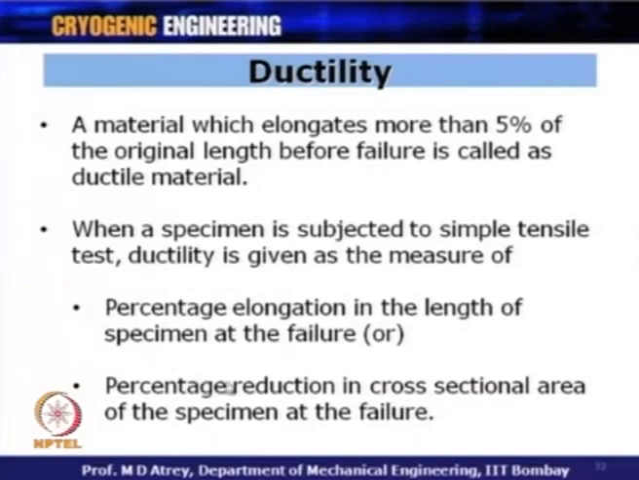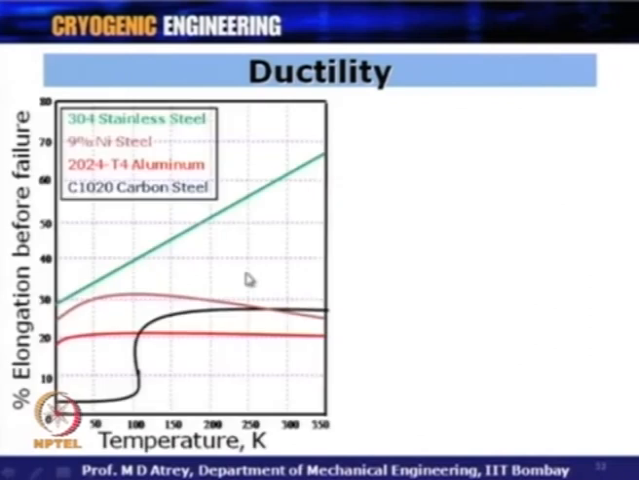So, basically percentage elongation or percentage reduction in cross-section area will determine whether a particular material is ductile at a given temperature or not. We will use percentage elongation to study the ductility of a particular material. Again, this curve shows a similar curve as we saw earlier, that is the impact strength, and this gives percentage elongation before failure versus temperature on the x axis.